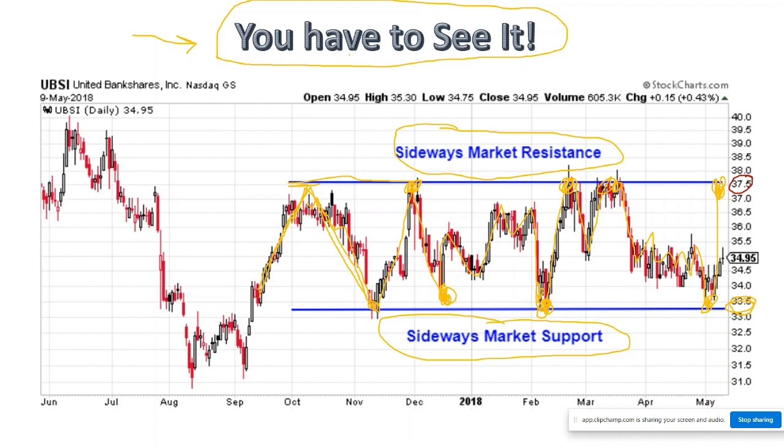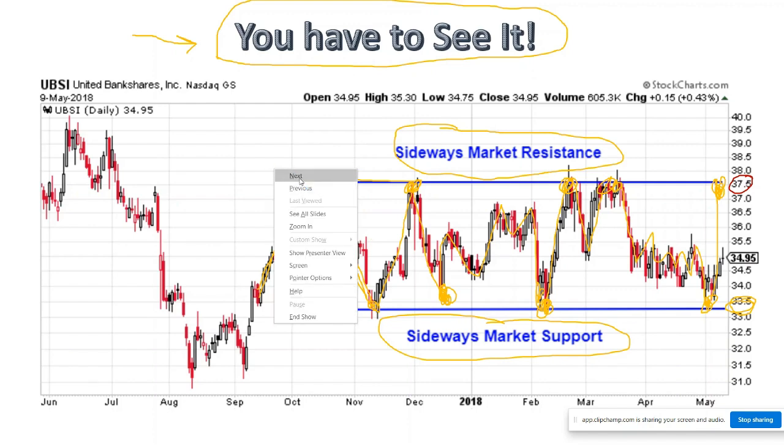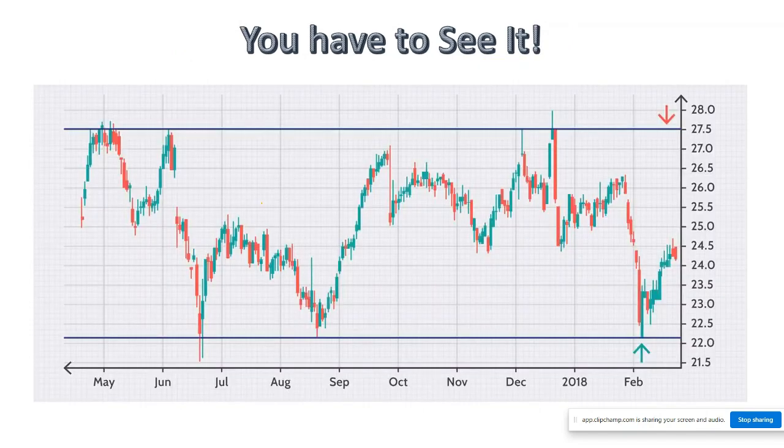You have to see it. All right. Let's go to another one. Once again, scroll out. Now you don't want to be zoomed in too much. You want to be scrolled out enough where you can see at least months out, or weeks out, or where you can see a pattern.